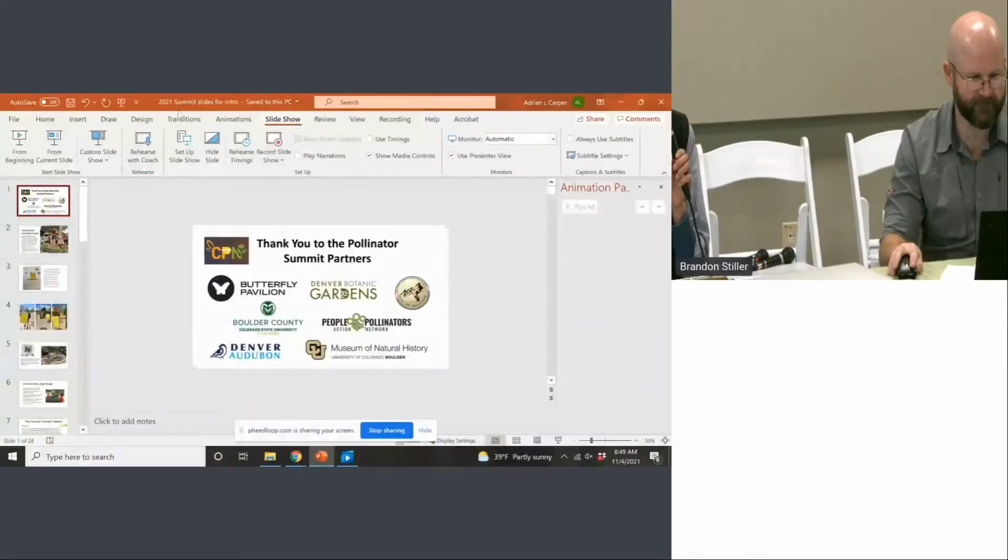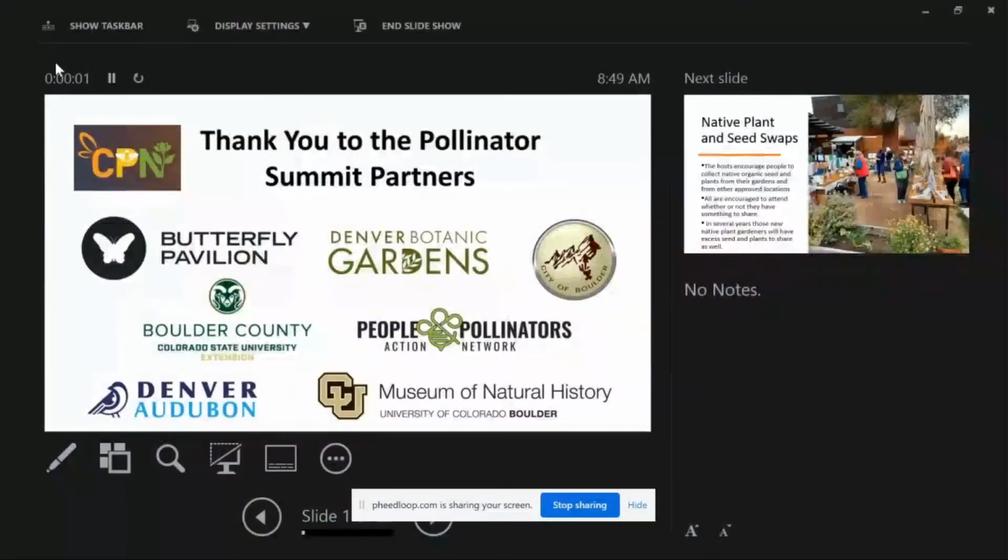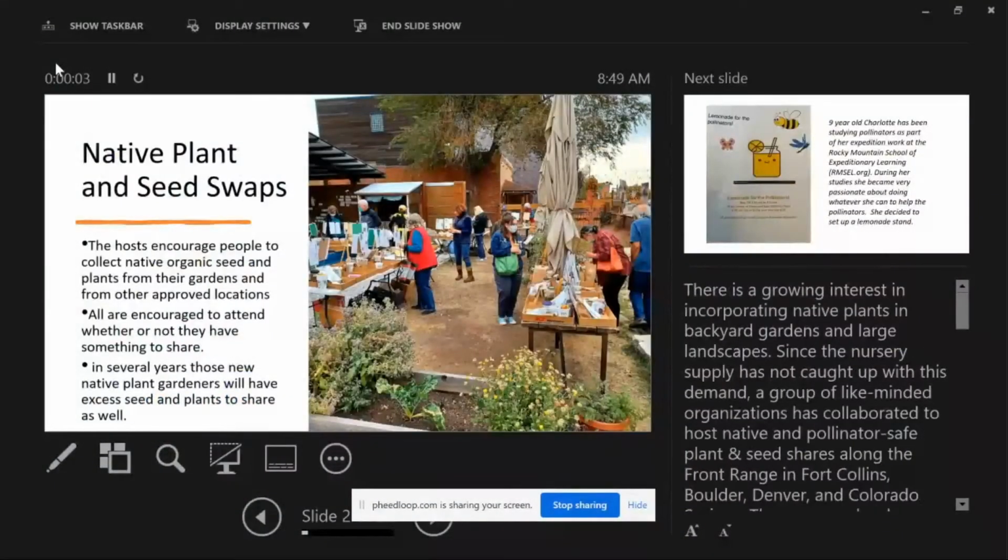Great. So what's so exciting about pollinators and pollinator conservation is just the myriad ways that people can get involved and make a difference. So I'm going to highlight some of the things that our Colorado Pollinator Network shared with us over this last year about things that they have accomplished, even in these really tough times.